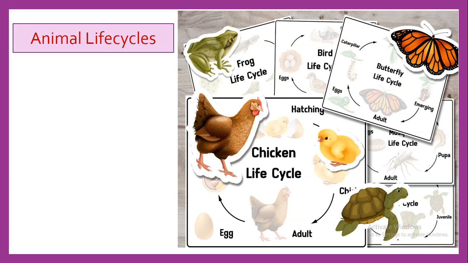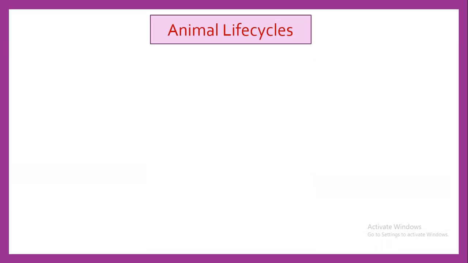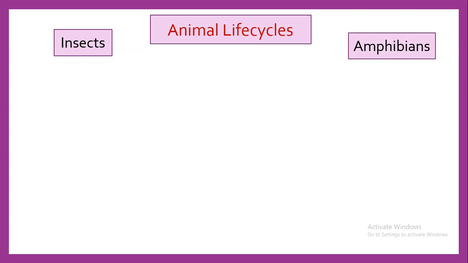Animals follow similar stages in their life cycles. They are born, they grow, they reproduce, and they die. So let's begin. We're going to talk first about insects and amphibians.